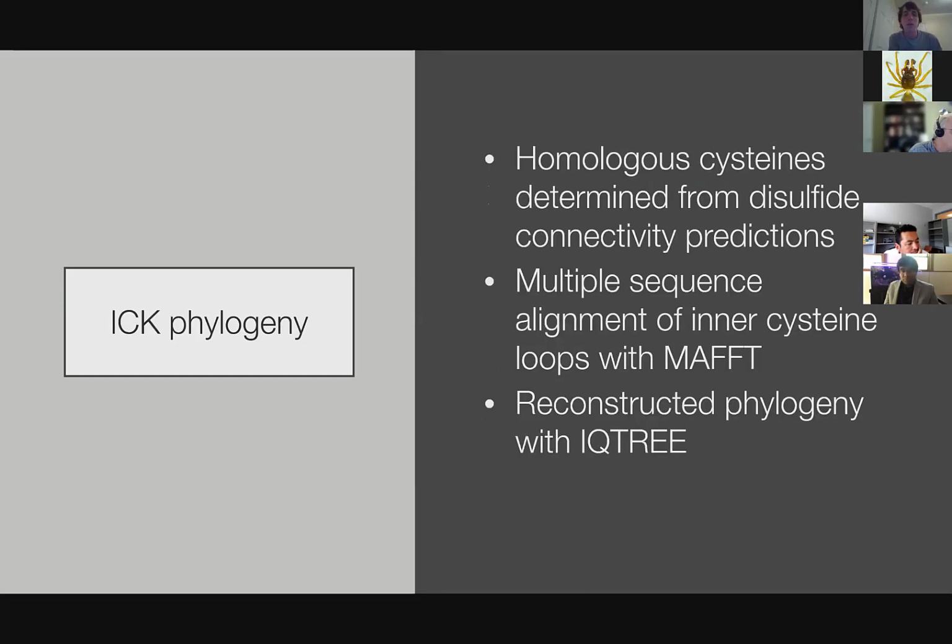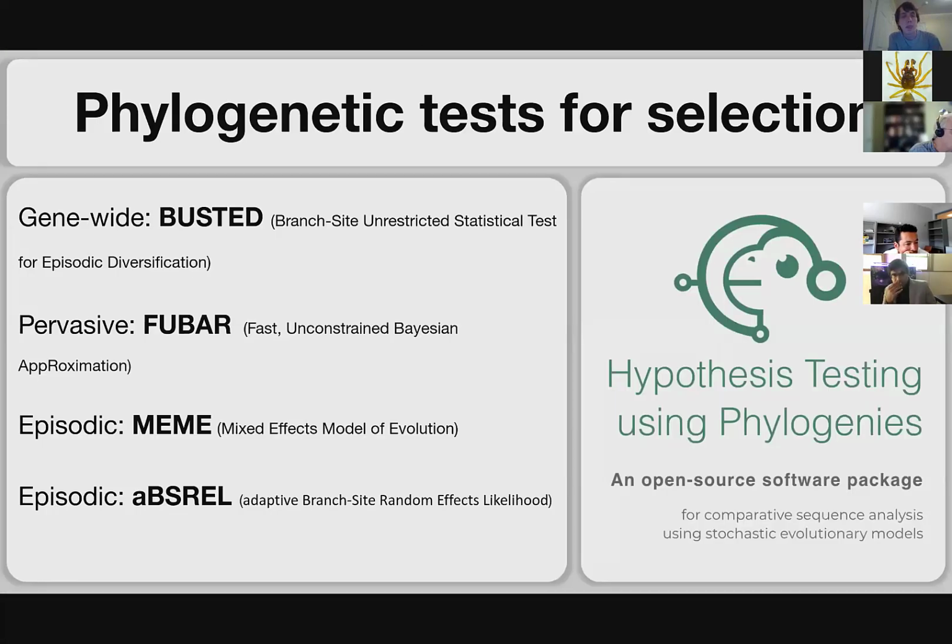And then once I had those disulfide connectivity predictions, I could use that to identify homologous cysteines, which then was used to guide a multiple sequence alignment of the ICKs of the inner cysteines, and then take that and reconstruct the phylogeny. And then once we have that, doing phylogenetic tests for selection.